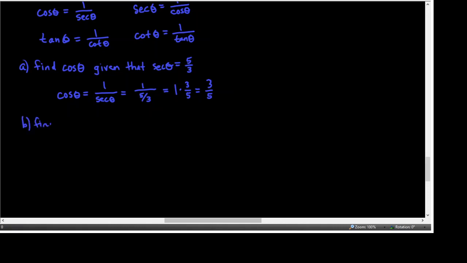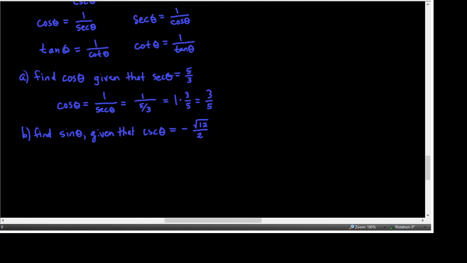B. Find sine of theta, given that cosecant of theta is negative square root of 12 over 2. Please pause the recording, and I want you to try this on your own, see what you get. Make sure you simplify your answer completely. And I'll come back in a minute and we'll talk about the answer.